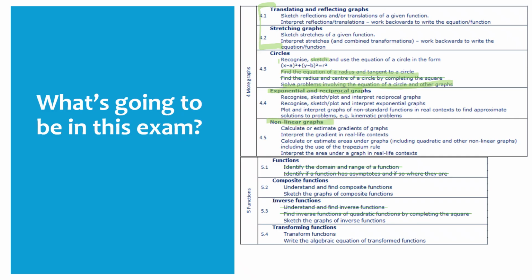Non-linear graphs, so estimating gradients, interpreting those gradients, areas under graphs using the trapezium rule. So again, just like with discriminant, it's something that's not in the GCSE syllabus. So again, I feel like the first time the exam has been sat, they might be quite interested in throwing a trapezium rule question in to see how you've learnt that.